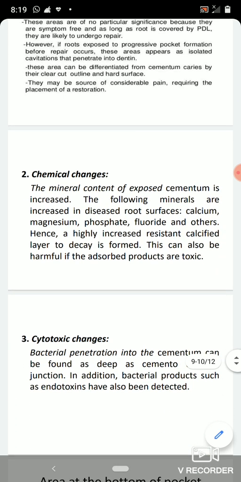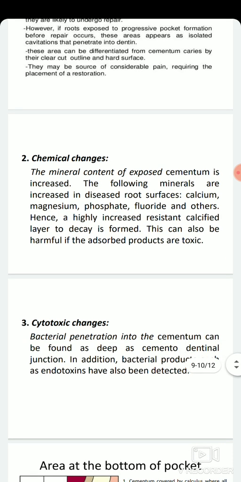Coming to chemical changes, they are more related to changes in the mineral content of the exposed cementum. Mineral content is increased, and the following minerals are increased in the diseased root surface: calcium, magnesium, phosphorus, fluorides, and other elements. Hence, a highly calcified layer resistant to decay is formed, and this can also be harmful for the absorbed products, which are toxic.